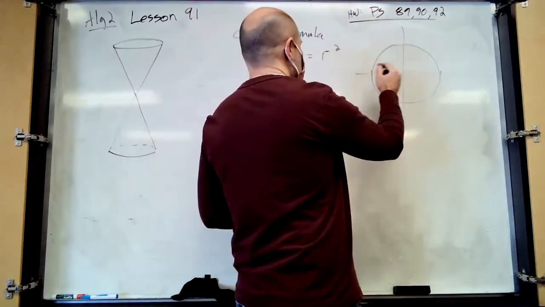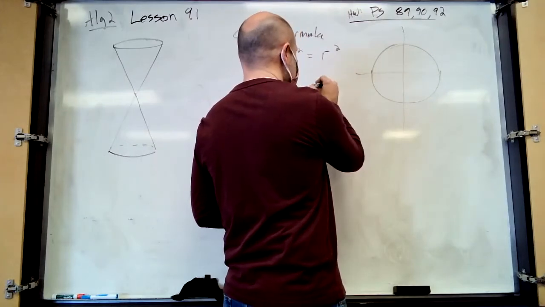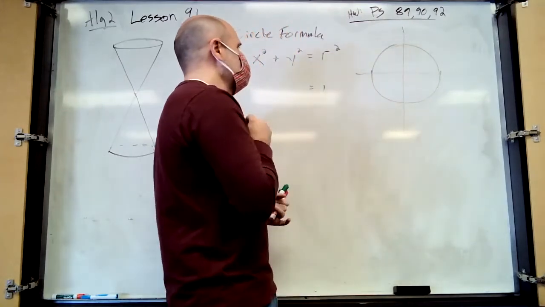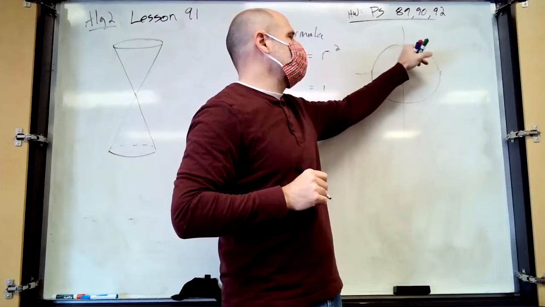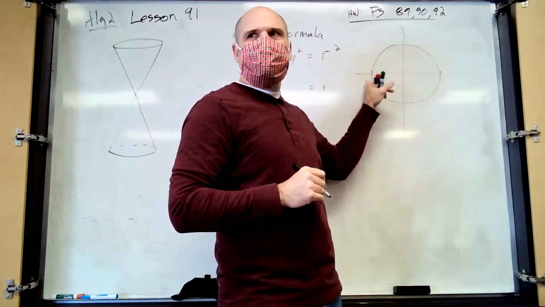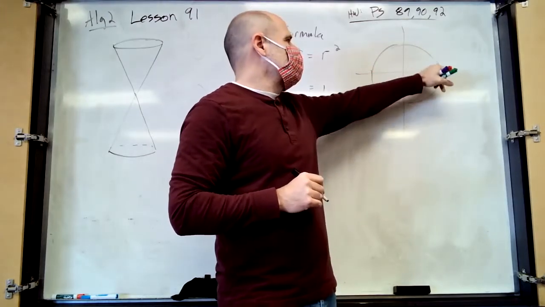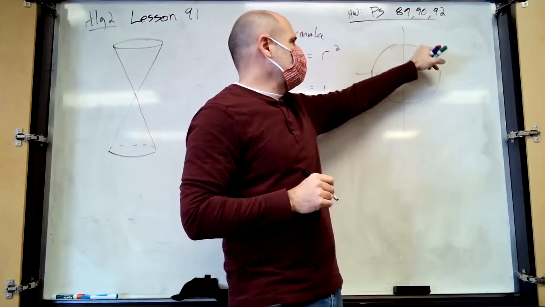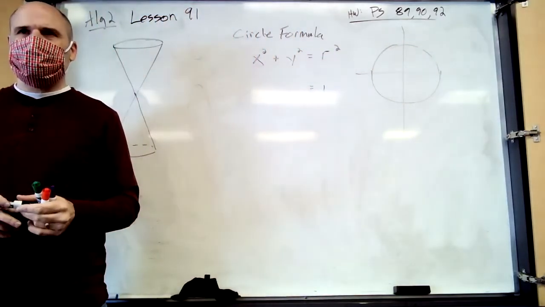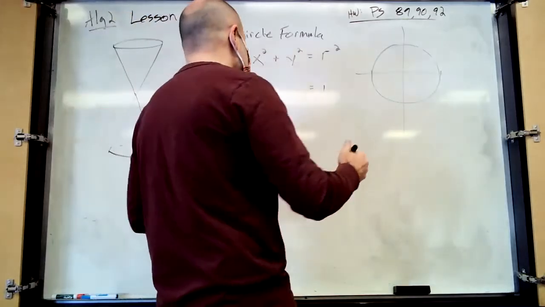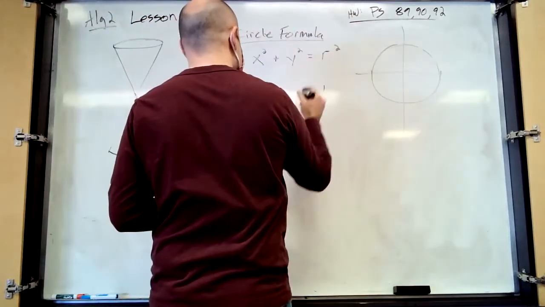So if the radius was 1, then this would what has to equal 1? Well, all these points would equal 1. 1 and 0, 0 and 1, -1 and 0, 0, -1. But all these points in between, when you plug it into that formula, it equals a circle.